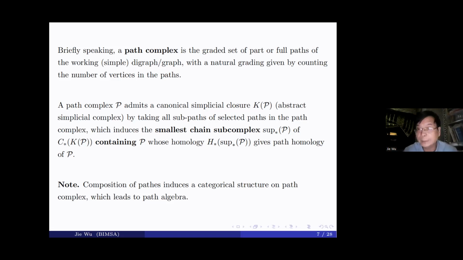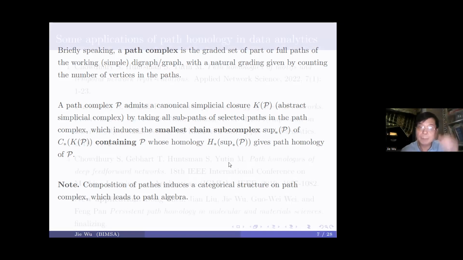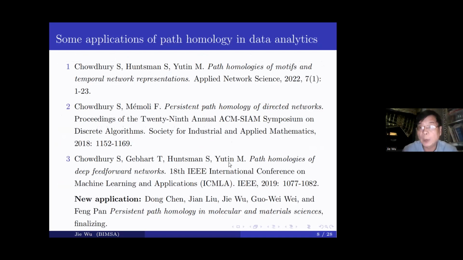And it turns out whatever you're doing, whether the largest chain subcomplex, or we take the smallest chain complex containing these paths, they are the same in homology. So it naturally gives us a defined homology, the so-called path homology. Okay. Now, this just gives brief information on how the path homology was introduced in mathematics.